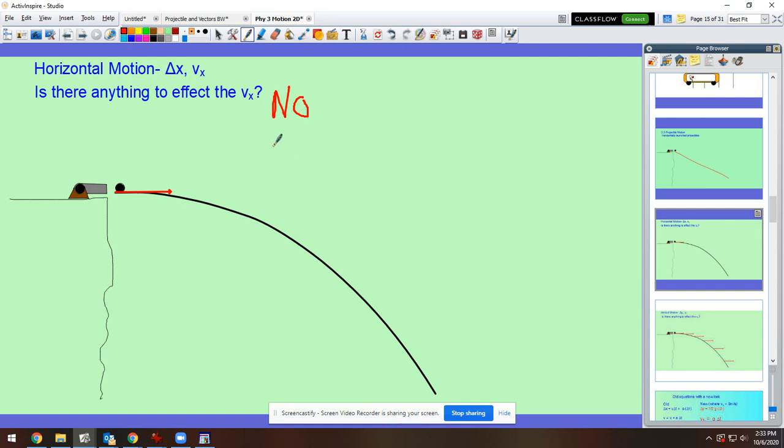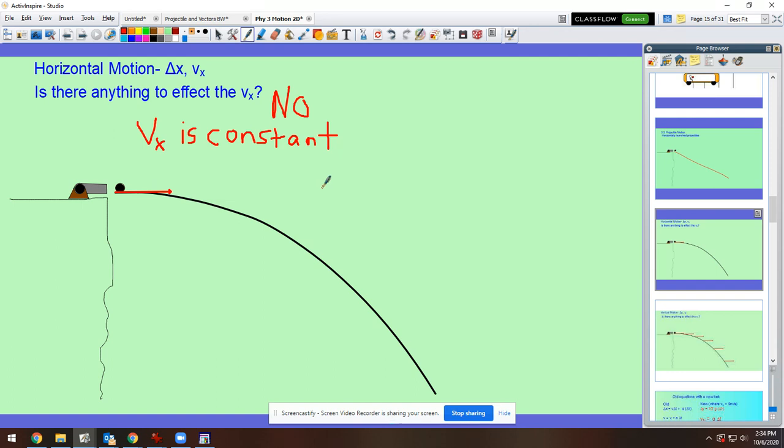So what happens is, because there's nothing to affect the horizontal flight of the cannonball, that makes this really cool thing happen. Your velocity in the X direction is, I'm drawing with the mouse, I apologize for my writing, constant. The X velocity is constant.